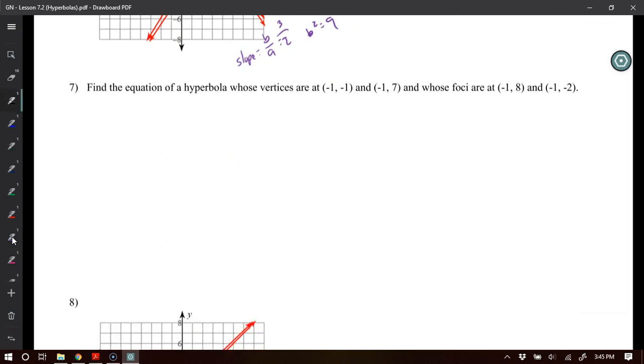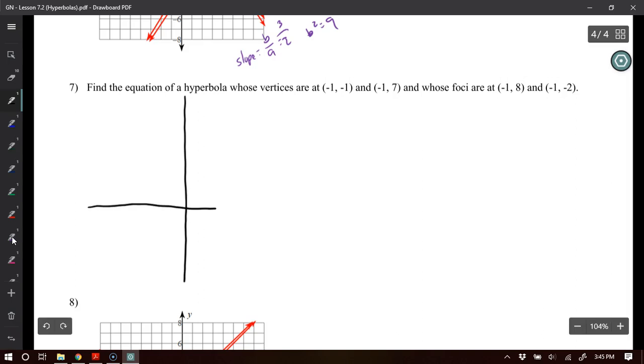And in that case, I would sketch a picture. So I have -1, -1, and -1, 7 for my vertices. So here's right there. Here is -1, -1. Again, it doesn't matter about scale. There's one vertex. Boom. -1, 7. Again, doesn't matter scale. There's the other vertex. Boom. And it's my job to write the equation.